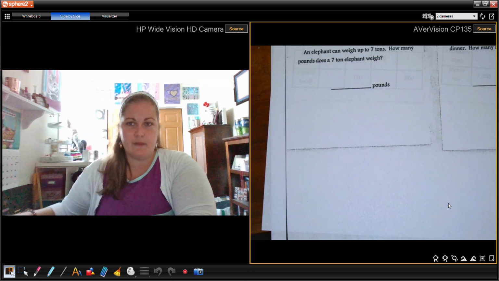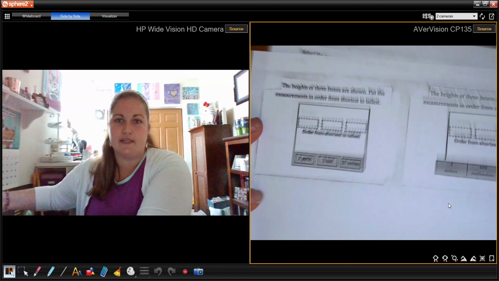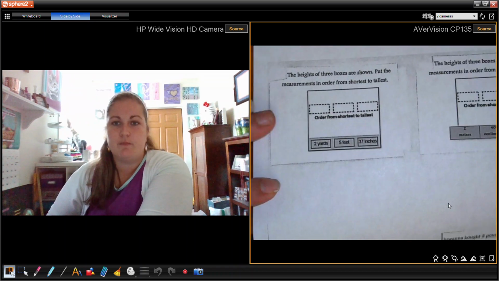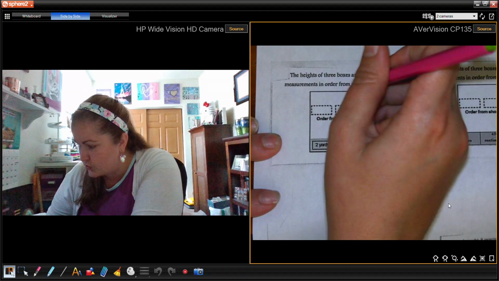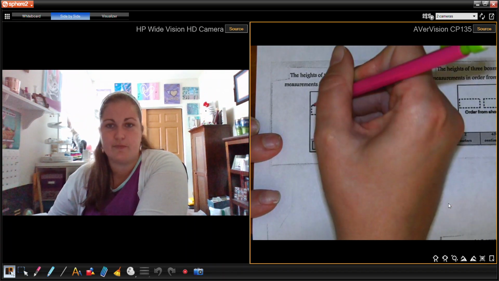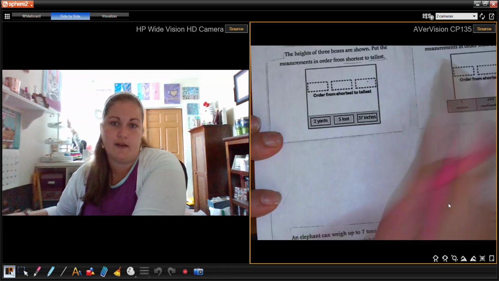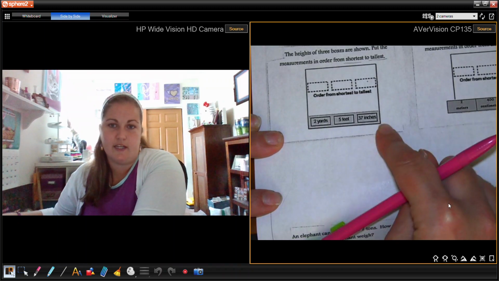I'm going to dive into the first problem. So the first problem says the heights of 3 boxes are shown. Put the measurements in order from shortest to tallest. So I'm looking for the littlest to put in the first box and then tallest in the last box. So we have 2 yards, 5 feet, and 37 inches.